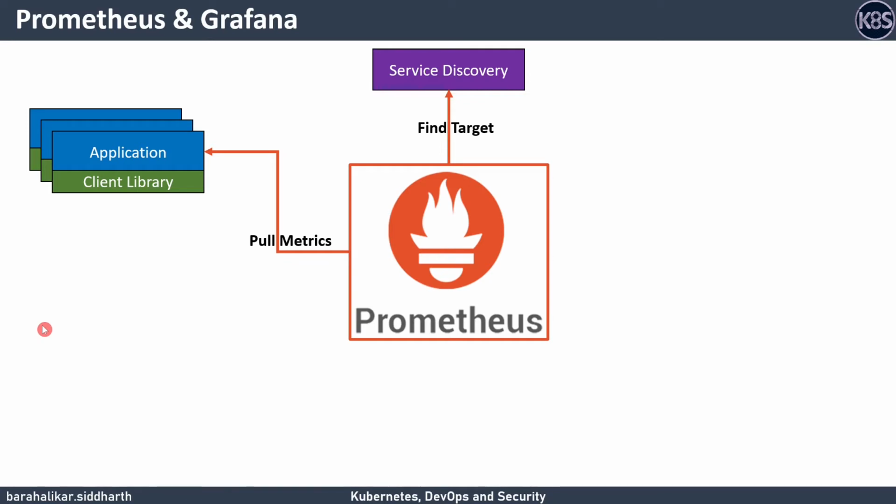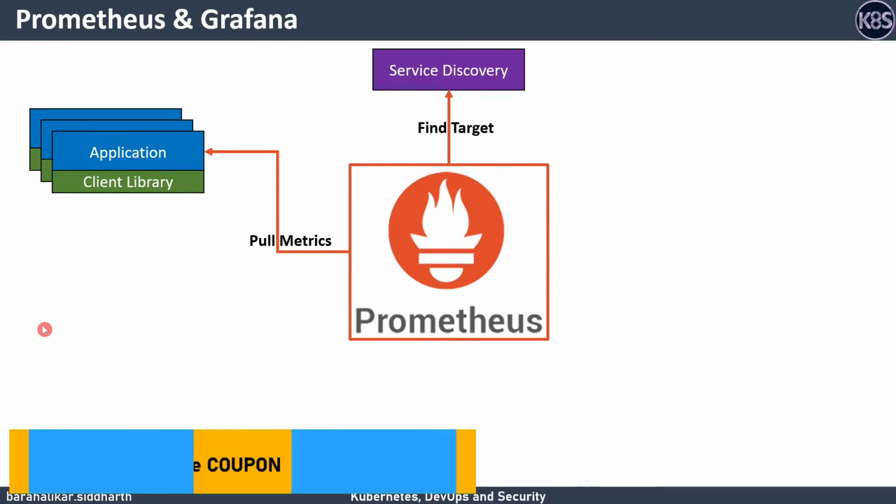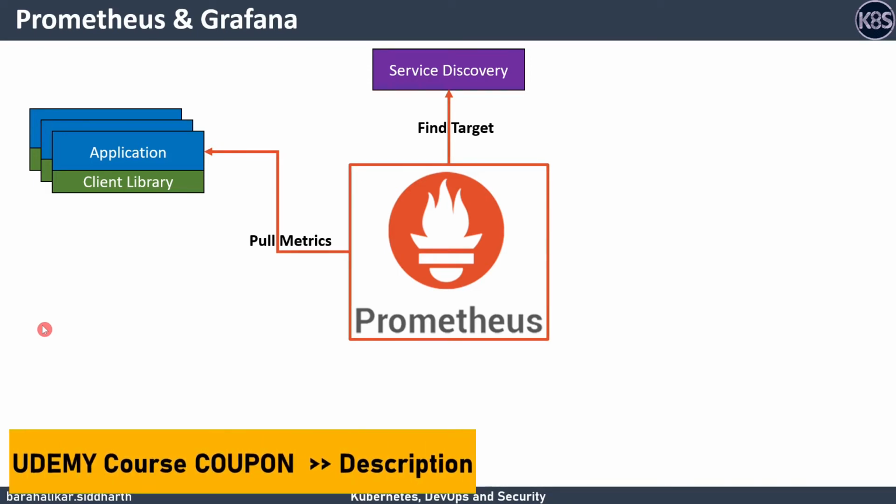So we can make use of client libraries for pulling metrics from these applications and sending them to the Prometheus server as direct instrumentation. The Prometheus project provides client libraries in a number of languages like Python, Java, Go, and Ruby.